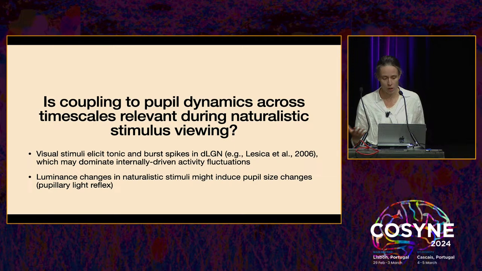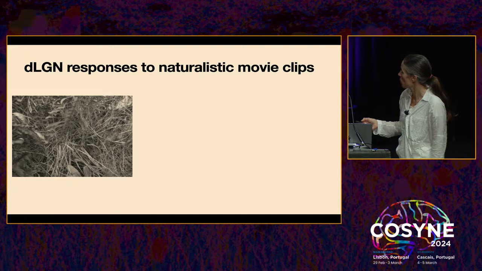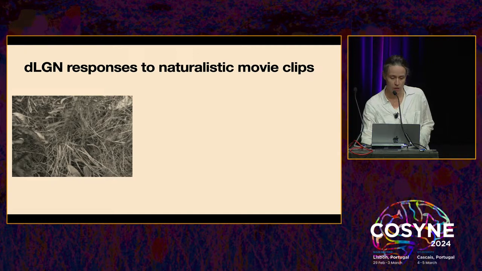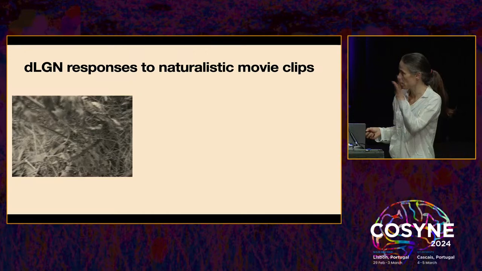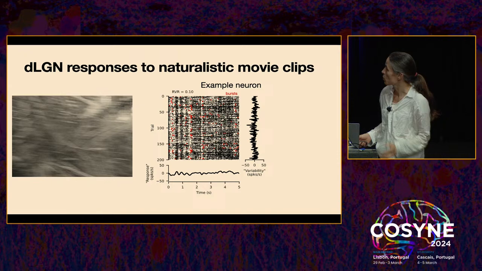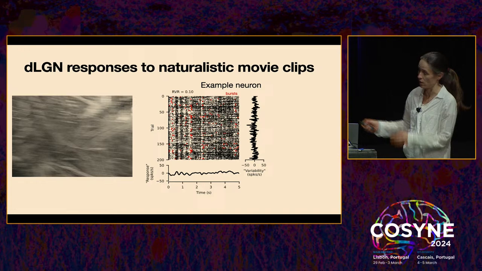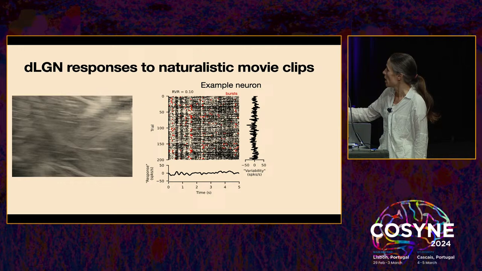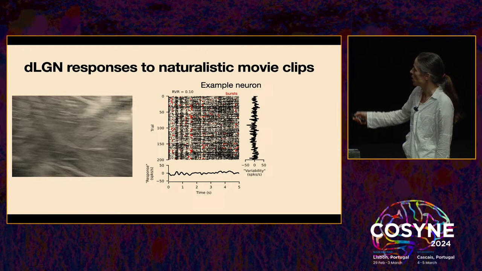Okay, so to test this question, we presented the animals with naturalistic movies. They are 5 seconds long. You can see them here. These are movies of foliage, and they contain some simulated saccades. You see the example responses of an example neuron here on the right. These are 200 trials of the same 5-second movie. Every tick is an action potential, and every red tick is a burst spike. You can see that across time, this example neuron fires regular spikes. This would be the average across trials.